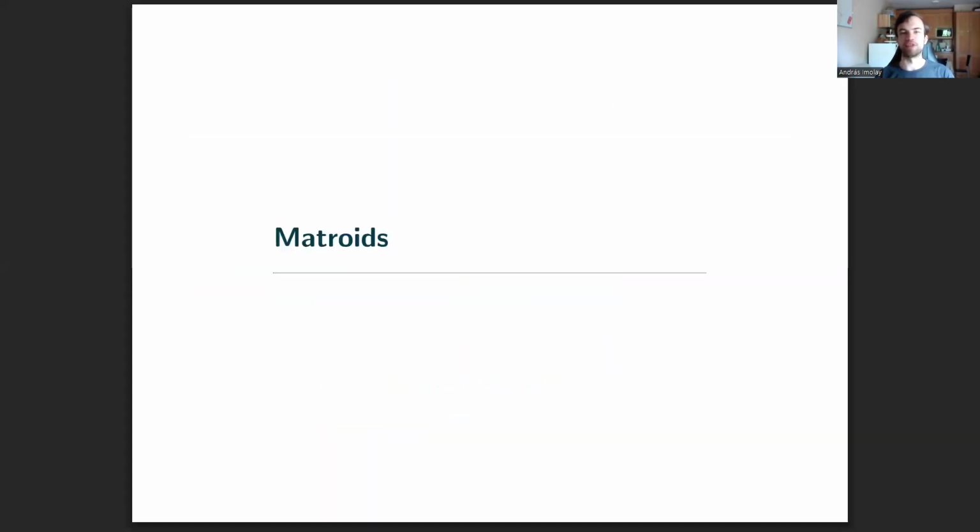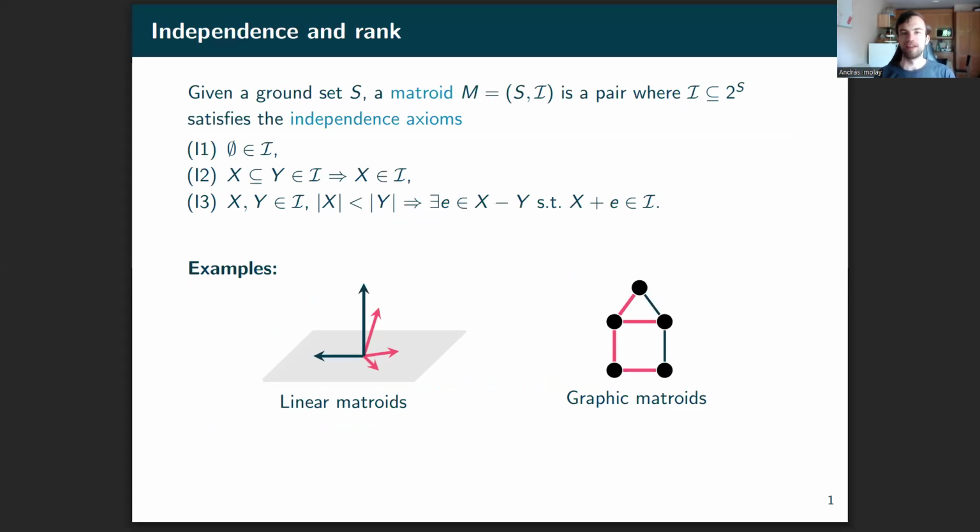First, I will define matroid. So the matroid is a pair. It is given a ground set S and also a family of subsets of this S, which we call independent sets. And we call this pair a matroid if it satisfies the independence axiom. That is, the empty set is independent, the independent sets are downward closed, and the most important property is that if we have a smaller independent set and a larger independent set, then there exists an element from the larger independent set such that if we add this element to the smaller one, it is still independent.